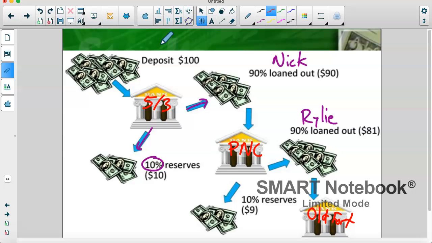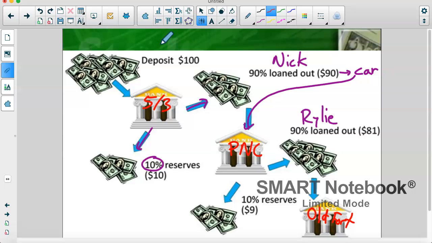Now I'm going to be a little bit dramatic. He's going to buy with that $90 loan a car. So he purchases a $90 car. Well, with that, though, here's something that you have to keep in mind. This $90 car, Nick gives $90 to the car dealership. Well, the car dealership takes, and this is why I don't really like this graph as much, the car dealership takes those $90 and they put it into their bank. Their bank is PNC Bank. So they go to PNC Bank, they put $90 in.